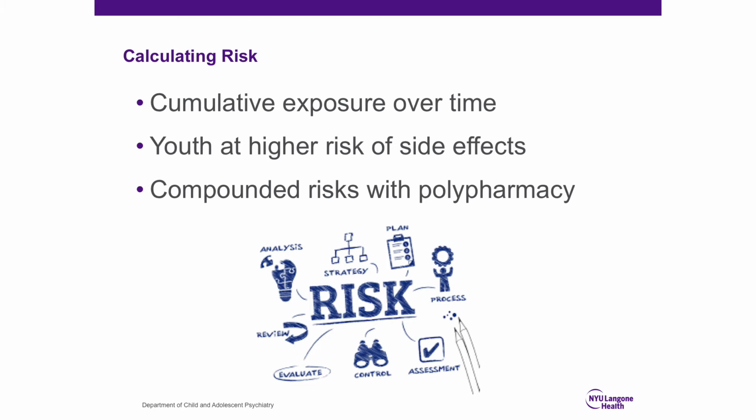So in trying to calculate risk, specifically looking at youth, this should take into account cumulative exposure over time. Starting medication in childhood leaves more potential years of total exposure. Youth are at higher risk of side effects, for example, metabolic syndrome and extrapyramidal symptoms, including tardive dyskinesia, and compounded risks of polypharmacy. So both the number and severity of side effects increases as the number of medications increase. So weighing the risk of each medication is not sufficient when multiple medications are present.